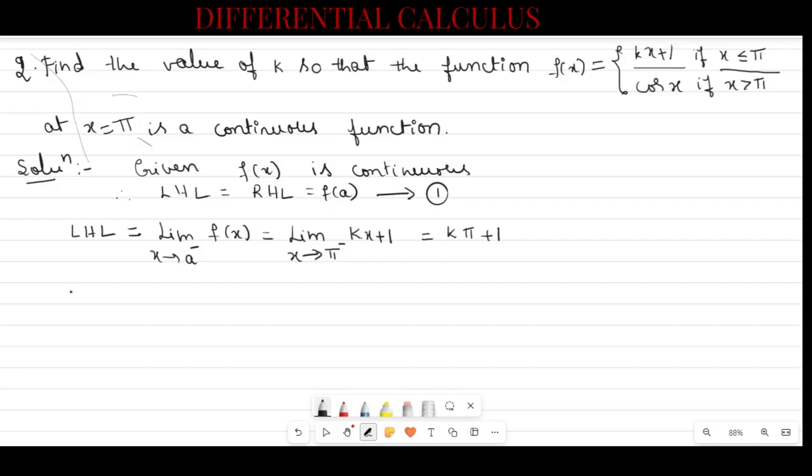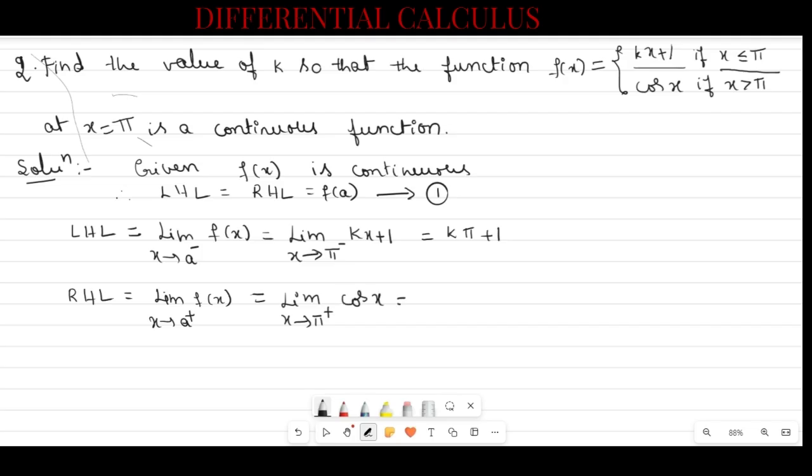Similarly, let me find the right hand limit. RHL equals limit of f of x as x tends to a plus. You must compulsorily write all these steps. If you write every step without forgetting, they will definitely give you the 4 marks for this. Without any confusion, you will get the marks.